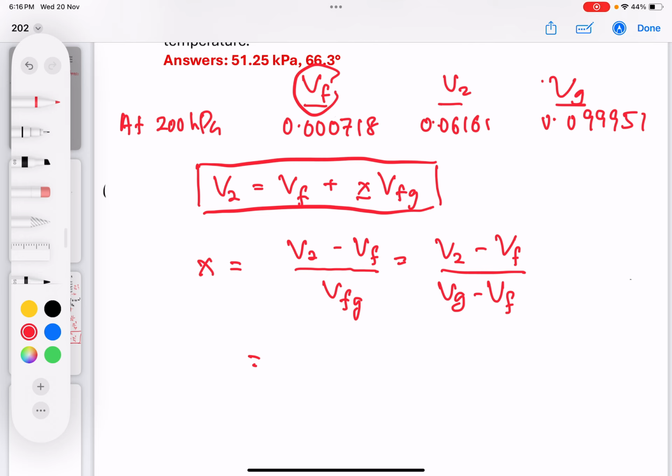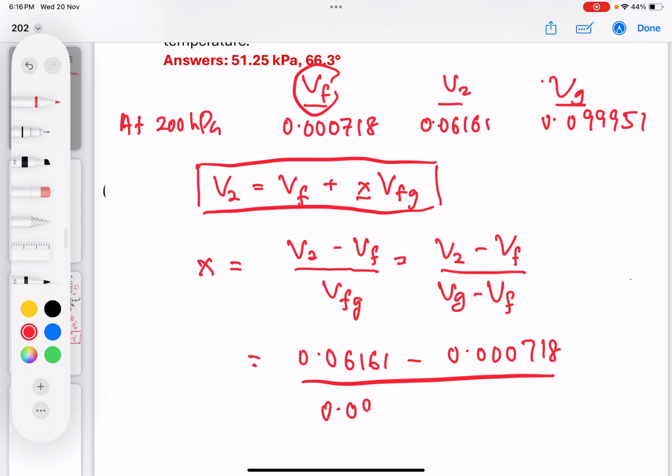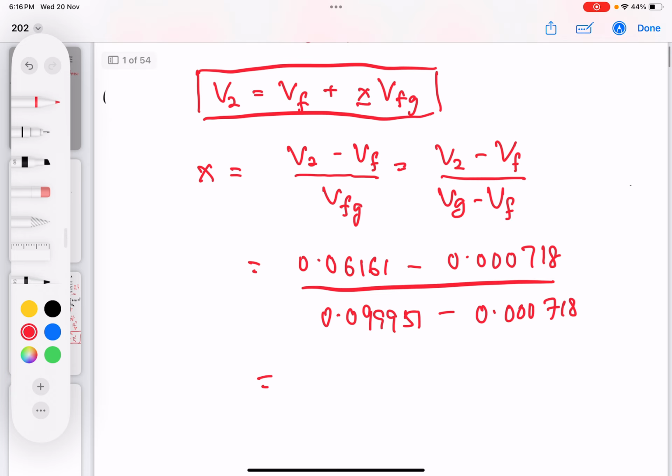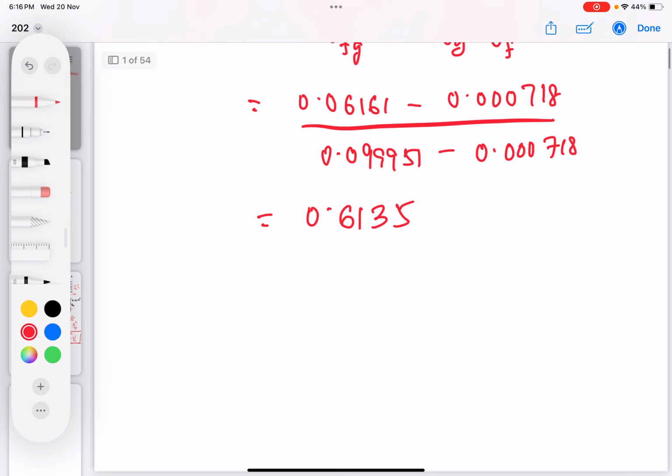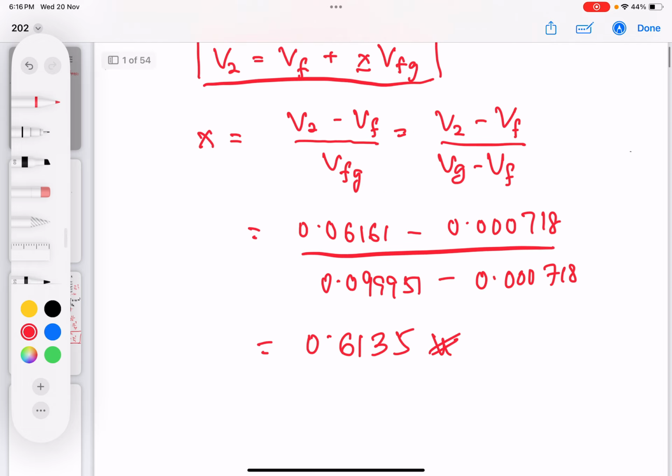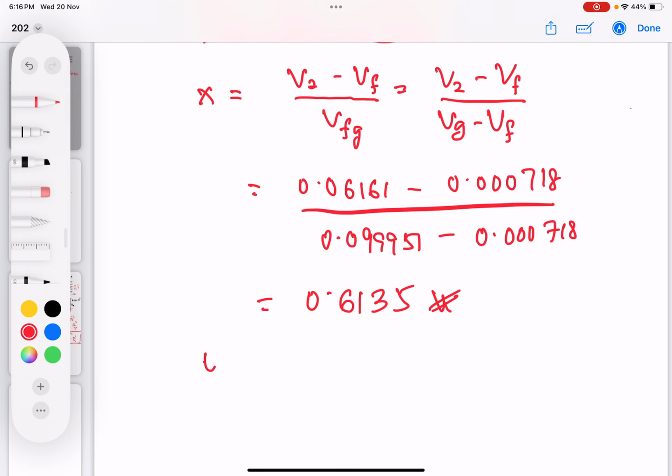So X equals V2, 0.06161, minus VF, 0.000718, divided by VG, 0.099951, minus VF, 0.00718, and then I'm going to get X equals 0.6135. Once I get X, I can calculate for U. Why? Because my U2 equals UF plus X multiplied by UFG.